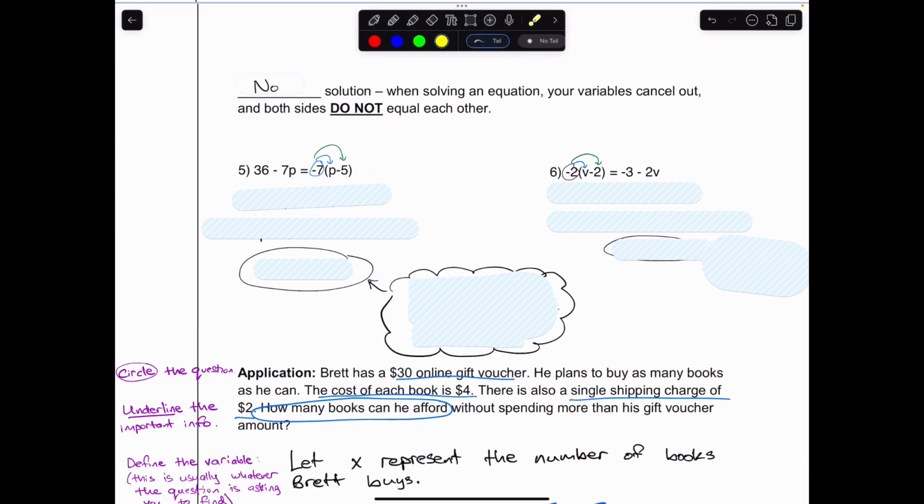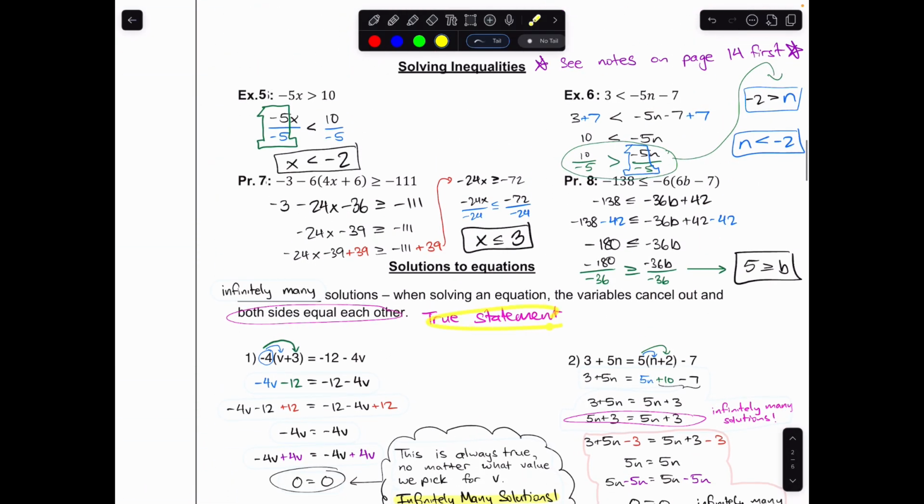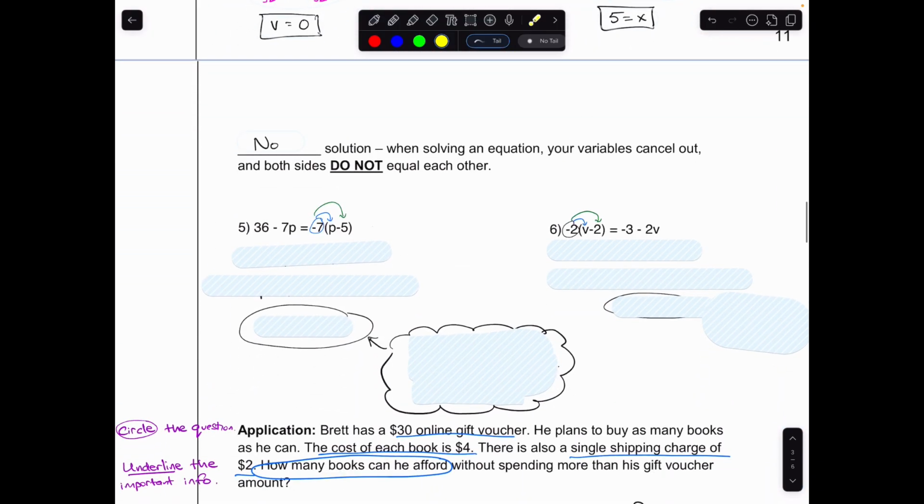Finally, sometimes you get an equation where there's no solution at all. It'll be similar to the first case where there's many solutions, but the variable will disappear and you'll get a false statement. So remember up here I said you'll get a true statement. You'll end up getting a false statement here.